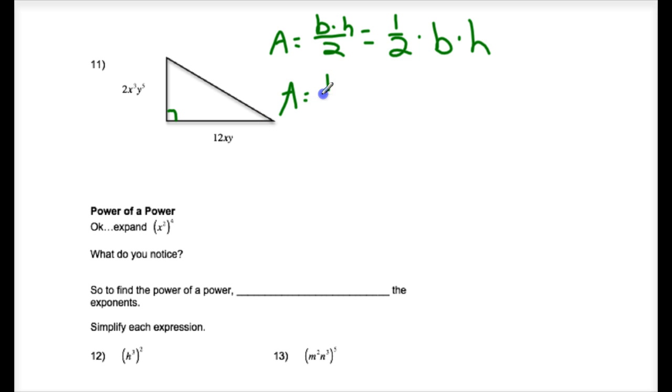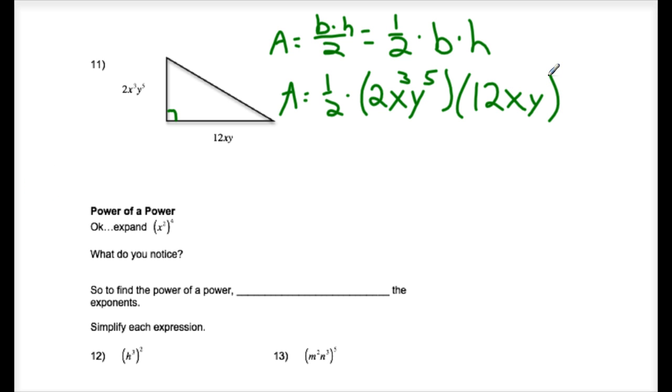So, 1/2 times 2x. Is that cubed, guys? Y to the 5th times 12xy. Write it out. There are 3 problems there. They're all 3 monomials, actually, because 1/2 is a monomial. So, do the coefficients first, do your x's second, do your y's third.